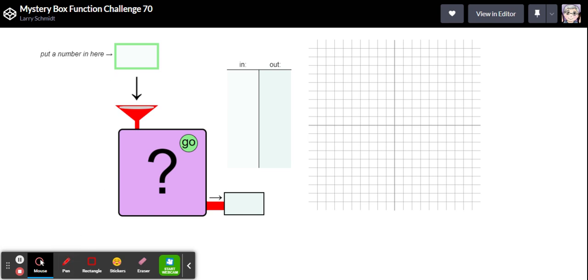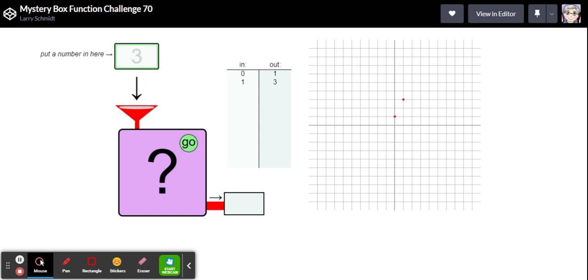All right, here we go. We're going to start with 0. So 0 gives us 1. Let's try 1. And 1 gives us a 3. Okay, so might be a line with a slope of 2 and a y-intercept of 1.